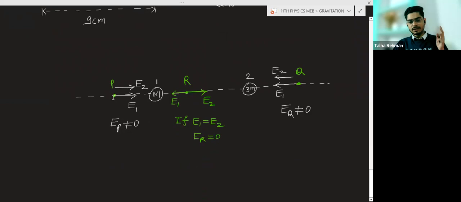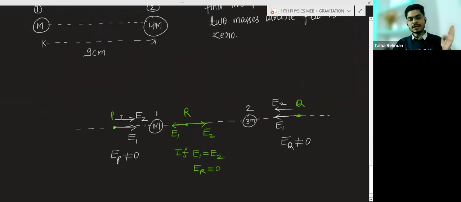I told you that on the left of this mass, the gravitational field cannot be zero. On the right of this 3m mass, the gravitational field cannot be zero. In between these two masses, the gravitational field can be zero.